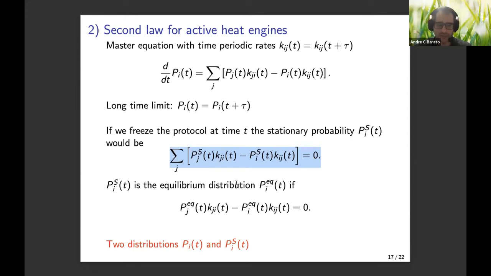Okay, so it's very important to realize here that there are two distributions. One is the long time solution of the master equation, which is the real distribution of the system, and the other is the distribution the system would have if I were to stop my protocol and wait to go to a stationary state. Okay. All right.